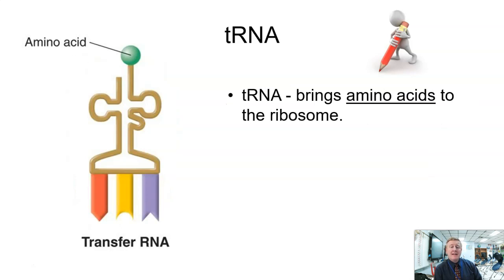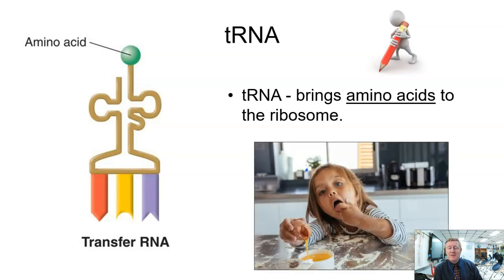And then the last type of RNA is called transfer RNA, or tRNA. And what this guy does is it brings the individual amino acids that are needed to the ribosome. So when the ribosome is reading the information and saying, okay, what do I need? The transfer RNA brings the individual amino acids to it. And we'll get to some animations that show how this works in a little bit.